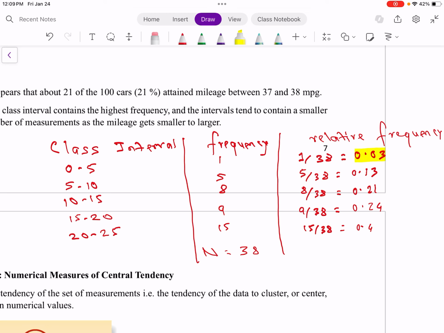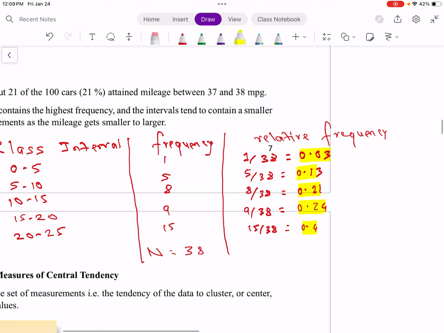And you can use this relative frequency. This can be the height of a bar in a histogram. It's not that you have to use the frequency. You can use the relative frequency, and this relative frequency is the height of a bar in the histogram.